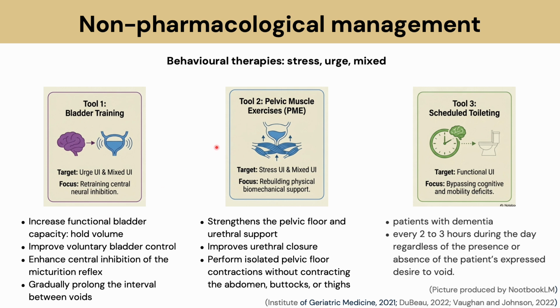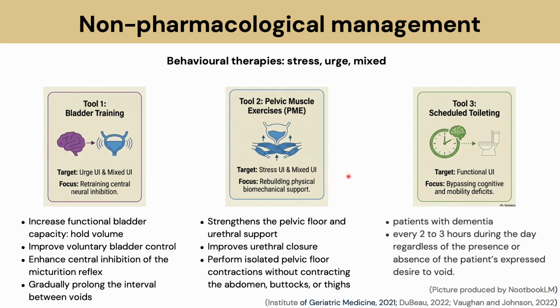The second one is pelvic floor muscle training. The goal is to strengthen the pelvic floor and urethral support and increase urethral closure pressure. Patients should learn to contract the pelvic floor muscles in isolation without tightening the abdomen, buttocks, or any other muscles. Like any muscle strengthening exercise, this behavioral therapy needs regular practice over several months for significant improvement.